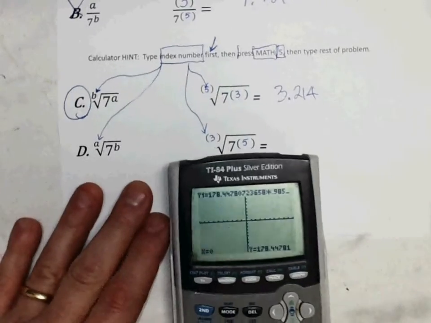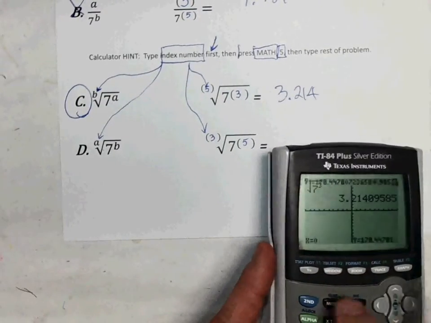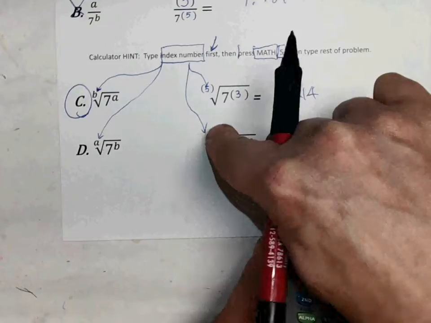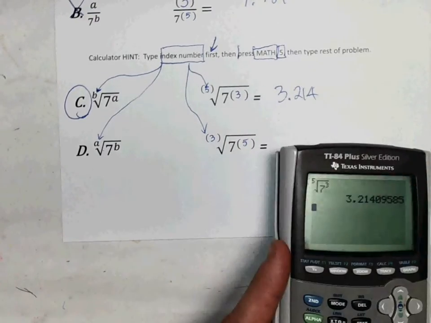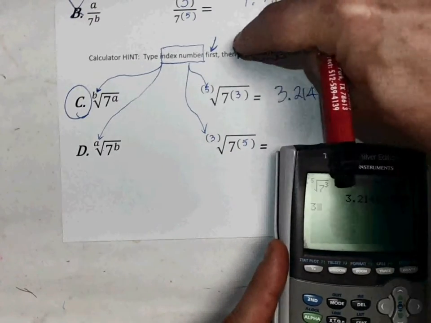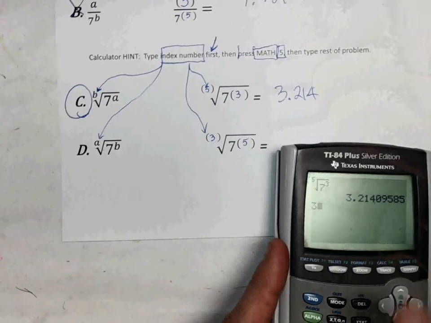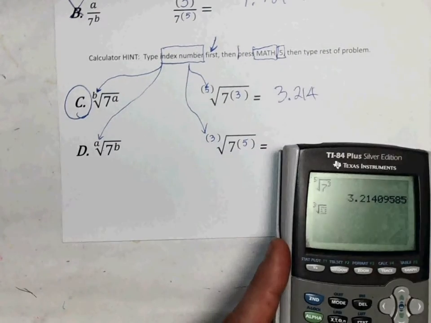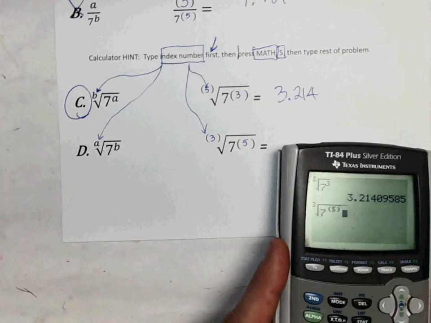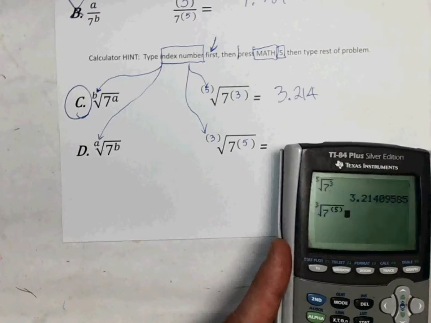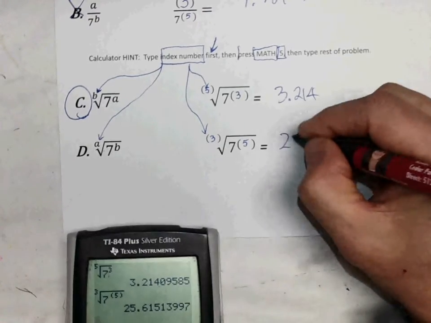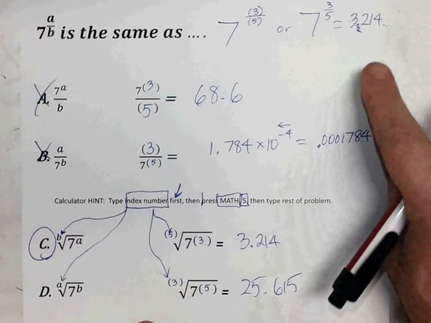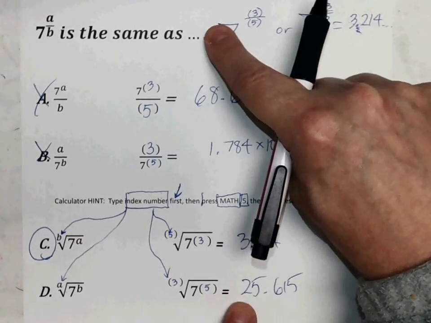I can even prove it with the last one real fast. As we take a look at this, if I do the index, which is 3, and then press Math 5, and type in 7 raised to the 5th power, I'm going to tab out of all of that, and I get 25 point blah, blah, blah. You can see that the only one that matchy-matchies, the original one, is this.